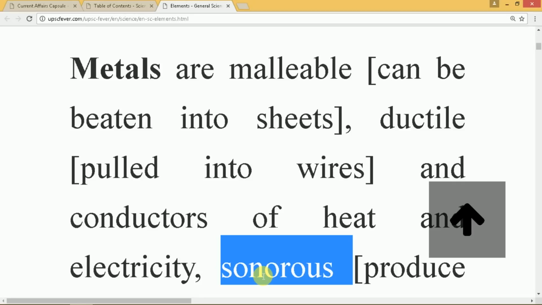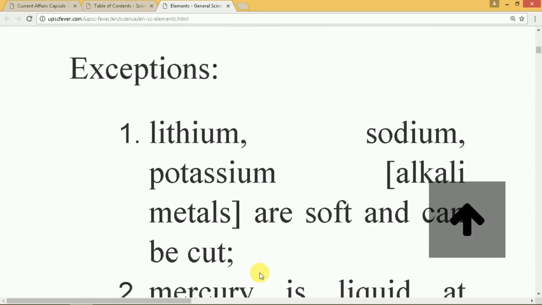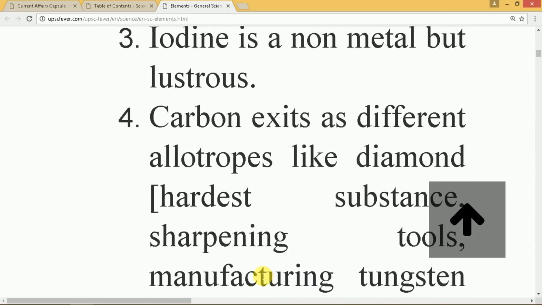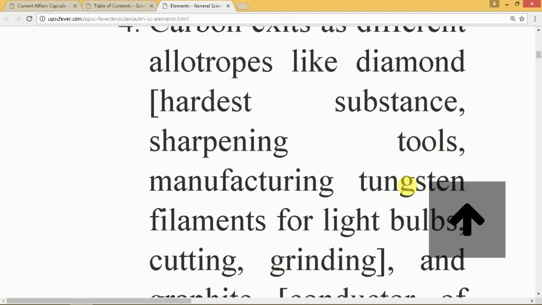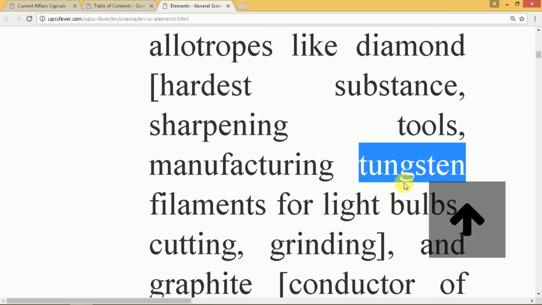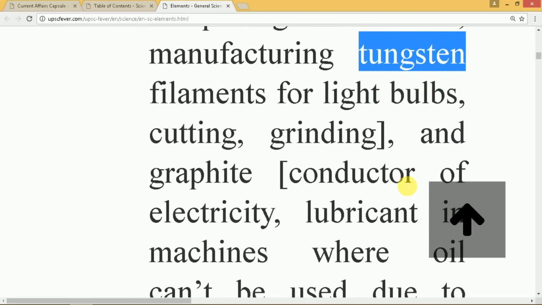Carbon is a very special element. It exists in different allotropes or chemical compositions like diamond. Diamond is the hardest substance known to man and therefore it is used in many sharpening tools and in the manufacturing of tungsten filaments. Tungsten is used in light bulbs, so it is used in the manufacturing of tungsten filaments and for cutting and grinding.